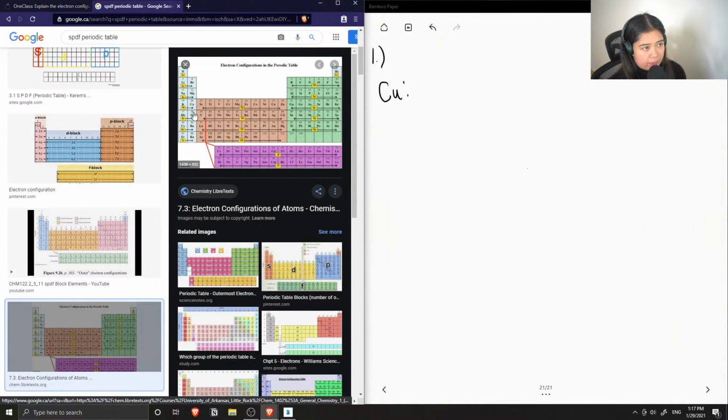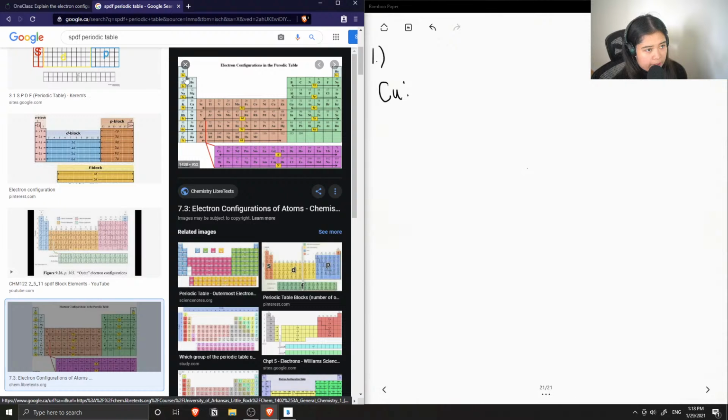So here's an example of the periodic table and how it is divided into the S block, which are the first two columns here, and the P block, which is this green section. The D block are the middle transition metals, and the F block are these last two rows, which are the lanthanides and actinides. So we identify copper on the periodic table, so you can see it's right here, atomic number 29 in the 3D section.